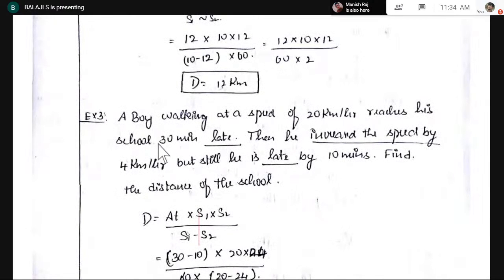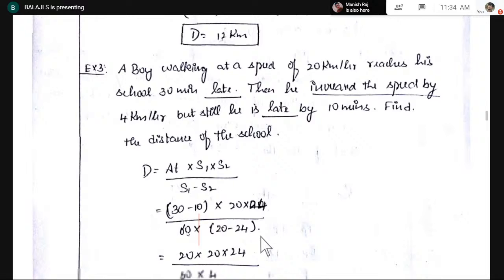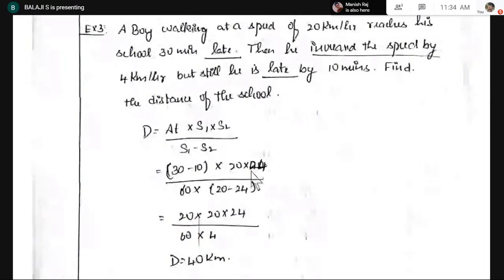See here, it is 30 minutes here and it is 10 minutes here. We must subtract the time. So what is 30 minus 10? We will get 20. Then the initial speed is 20, and the speed is increased by 4 kilometers, which means 20 plus 4, which is 24 kilometers per hour. See here, (30 minus 10) into 20 into 24 by (20 minus 24), divided by 60.